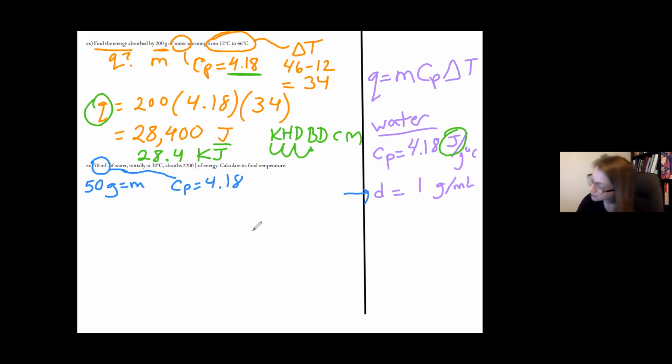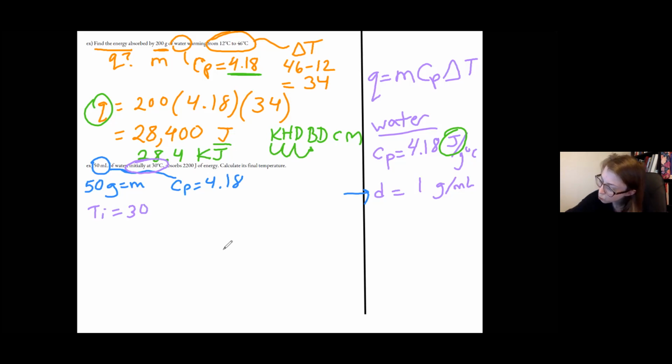And it says it is, I'm changing colors just so I don't get lost in here, initially at 30 degrees. Initially at 30 degrees is not the change. I have an initial temperature, but I don't know how much it's heating up or cooling down. So I'm going to keep that in mind. We can say Ti for initial temperature is 30, but that's not something I can plug in anywhere. So again, reading these words carefully matters.